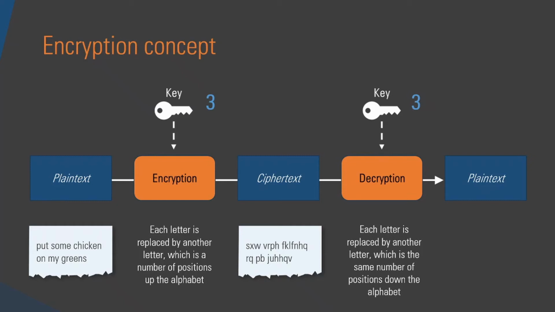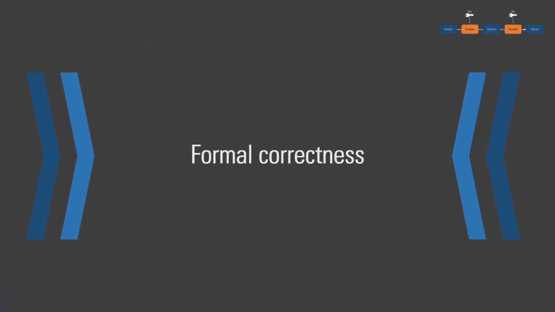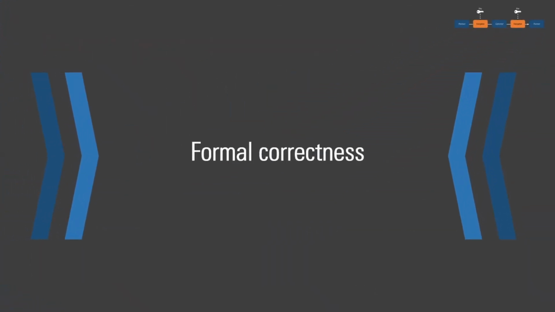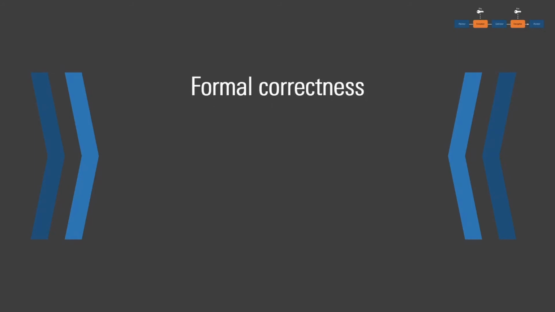And as a result, we get our plain text back. This chain of events from original plain text back to the plain text in the end must hold, and we call this the formal correctness of an encryption scheme. To take a look at the formal correctness in detail, we use two functions to formalize the encryption scheme.